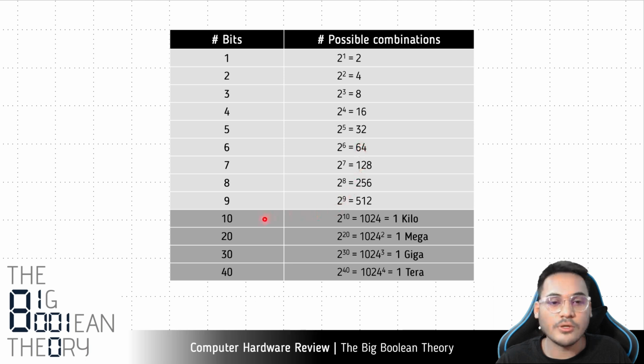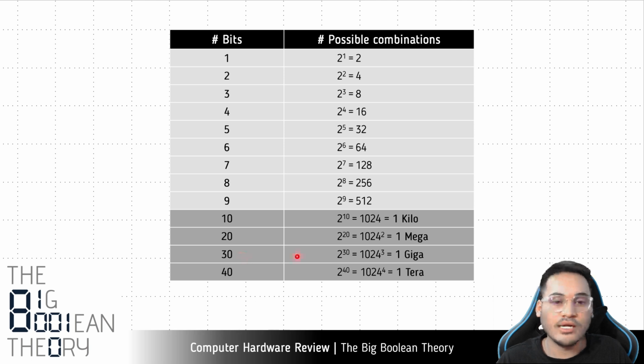And just like we saw in the decimal number system, there are some standard names for a certain number of bits. For example, if you use 10 bits, then the number of possible combinations is 2 to the power 10, or 1024. This is a standard number, and it is given the name 1 kilo. For 2 to the power 20, it is 1 mega.